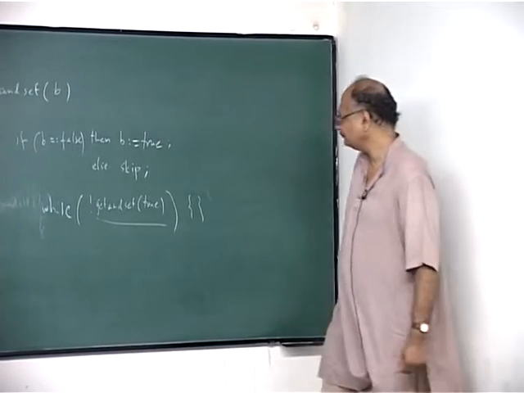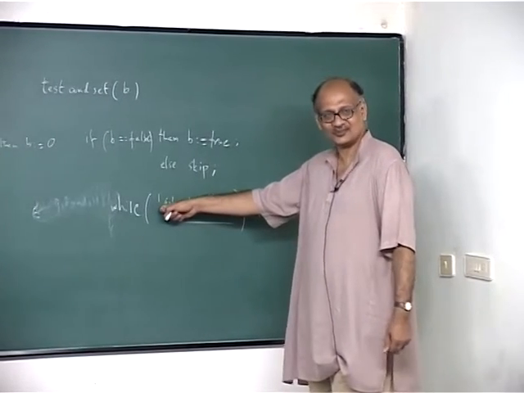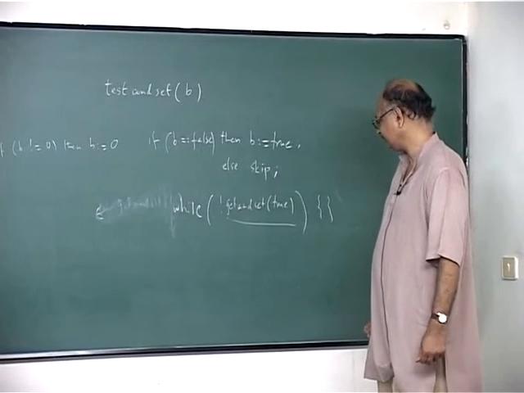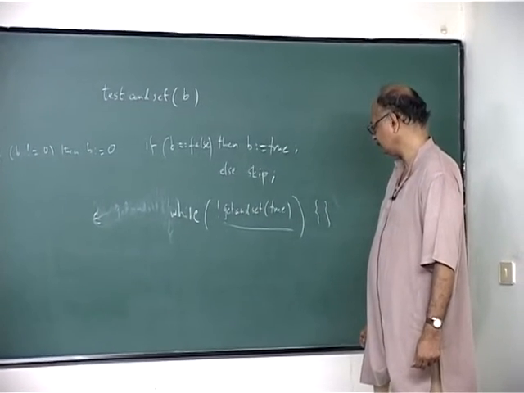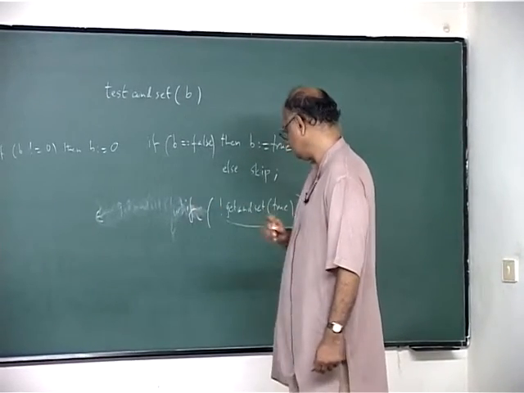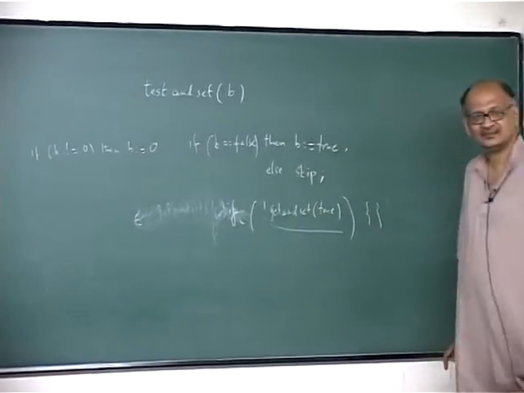Right? Because you exit this when the old value was false. Is that correct? Let me check. No, it's not while. I think it's if. Yeah, this is okay.